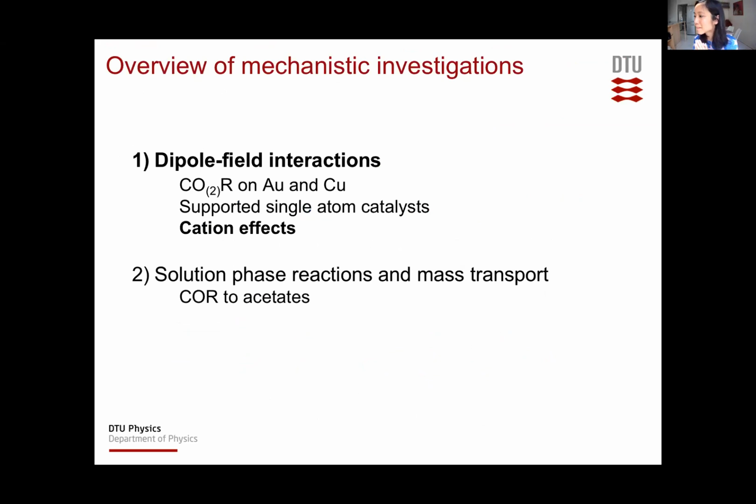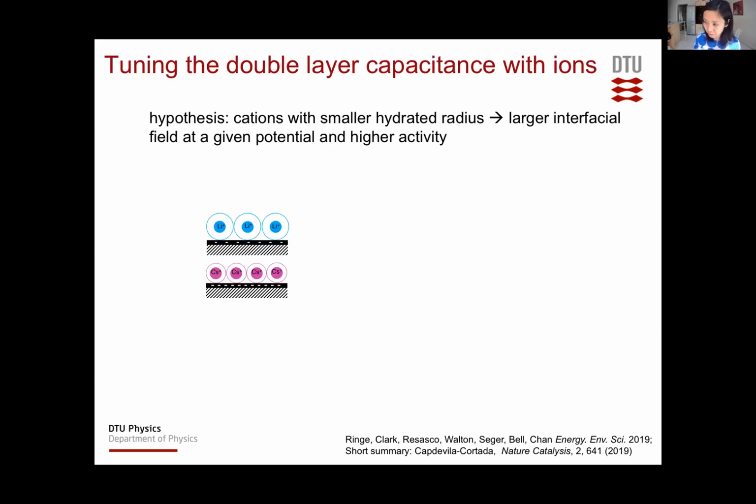And so now comes the question: there were two possible descriptors of activity, dipole moments and double layer capacitance. Can we tune the double layer capacitance? Our hypothesis is that this is actually what is responsible for the dramatic cation effects in electrochemical CO2 reduction. Let me again try to illustrate this with a cartoon.